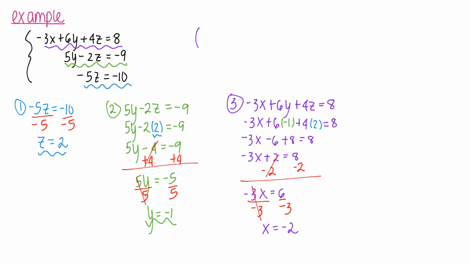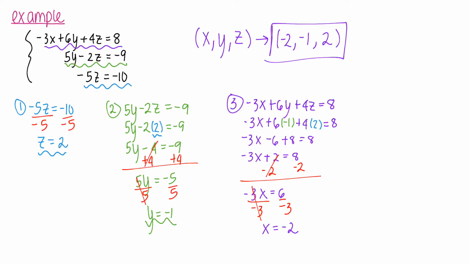So altogether, the way that our answer should look is x, y, and then z. So x is negative 2, y is negative 1, and z is 2. And that's our final answer.